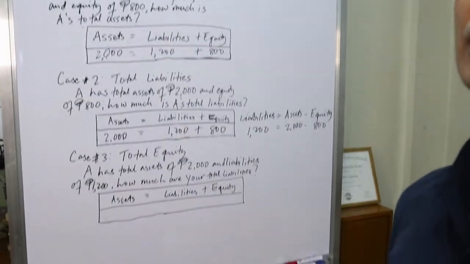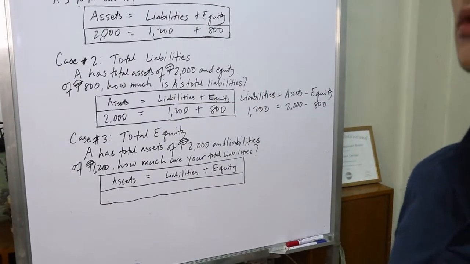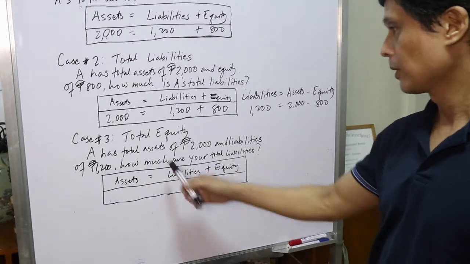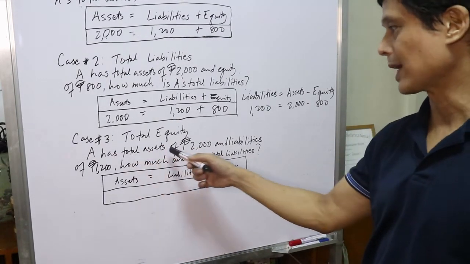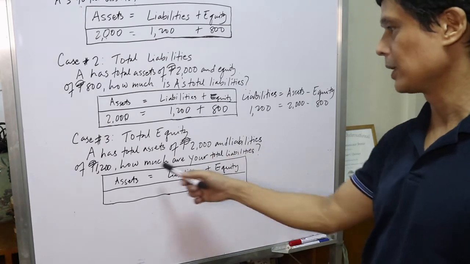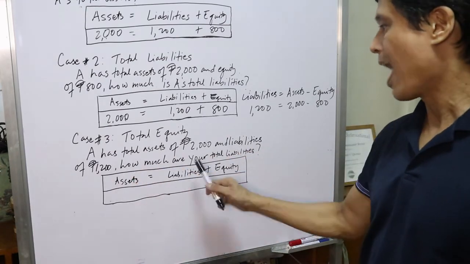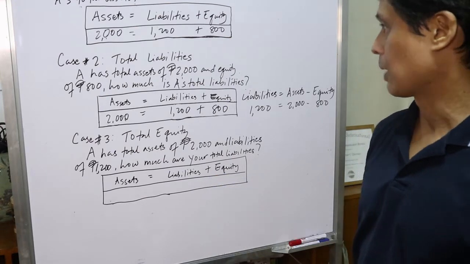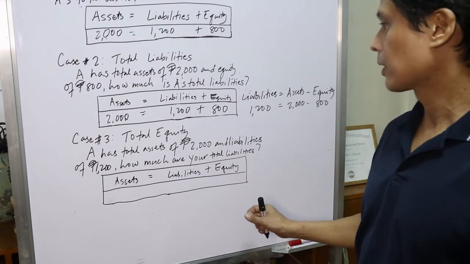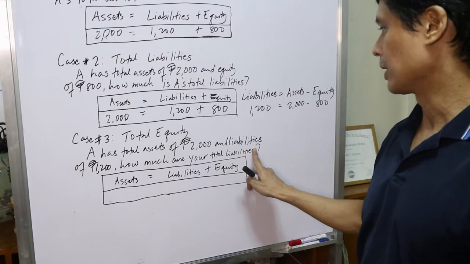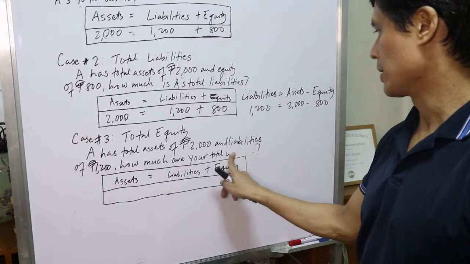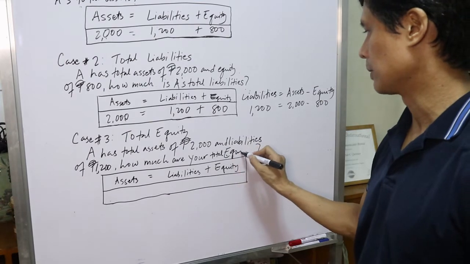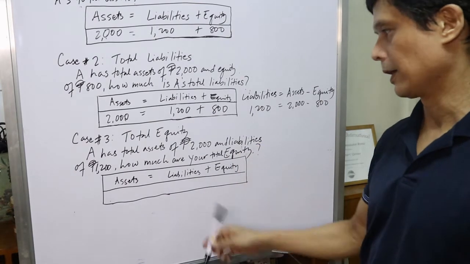So let's lean this lower. So for the total equity, ito naman yung missing. A has total assets of 2,000 and liabilities of 1,200. How much are your total liabilities? So, tama ba? I think they're looking for equity, not liabilities. Dumoble ata. Kasi dito liabilities na. So, equity ang hinahanap dyan. Yan. Mali yung whiteboard. Yan.